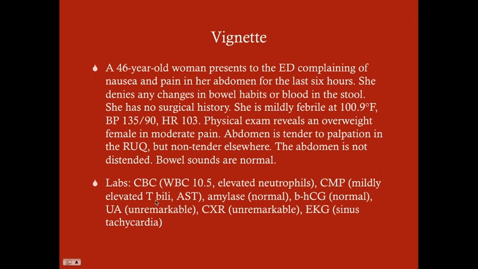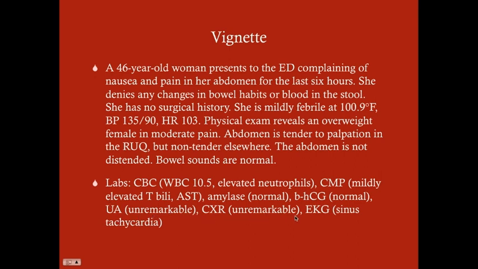She's got a CMP that's mildly elevated for T-bili and AST. Her amylase is normal. That's good to know because it means that there's nothing going on in the pancreas. Her beta-HCG is normal. The reason we do a beta-HCG in women in this, as we're going to see, is because we are going to be administering antibiotics. And it's good to know both for the surgeon and for the internist to know whether or not the patient is pregnant, because that's going to change what medications you're going to give. The urinalysis is unremarkable.